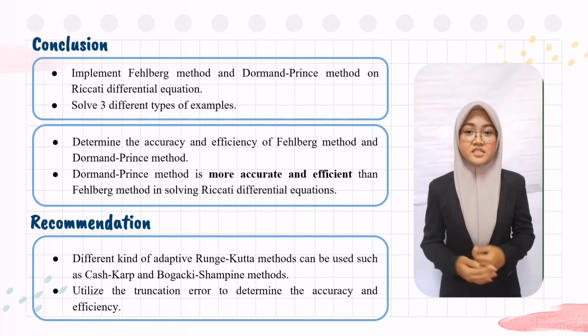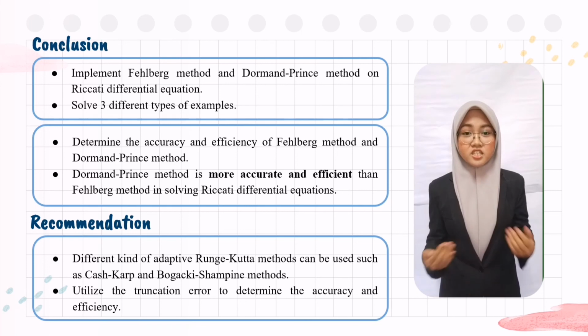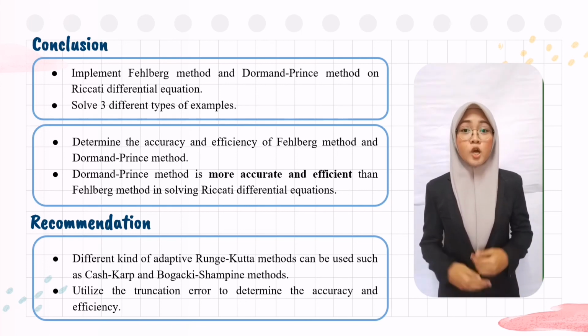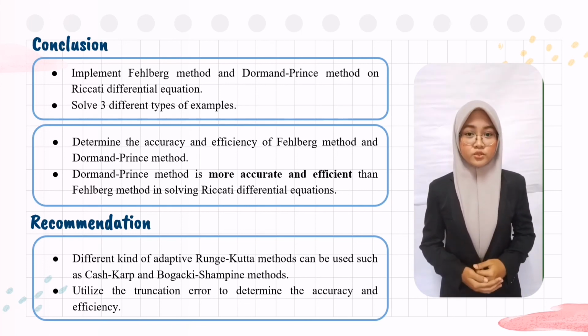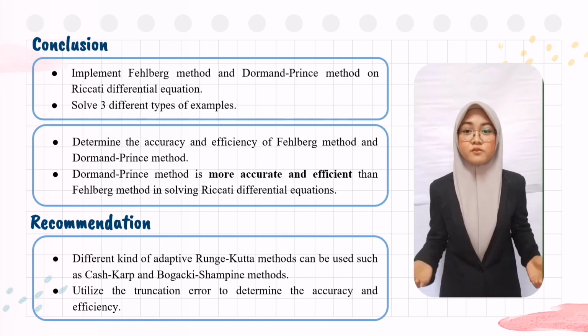For future researchers, it is recommended to use various numerical methods such as Cash-Karp and Bogacki-Shampine, which are also part of the adaptive Runge-Kutta methods. Besides, researchers might utilize the truncation error to determine the accuracy and efficiency of these adaptive Runge-Kutta methods.